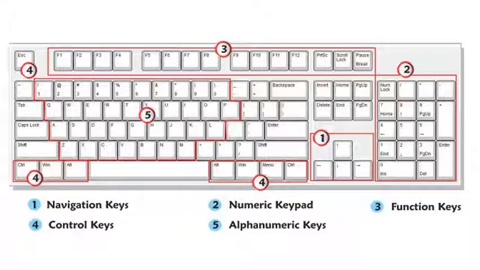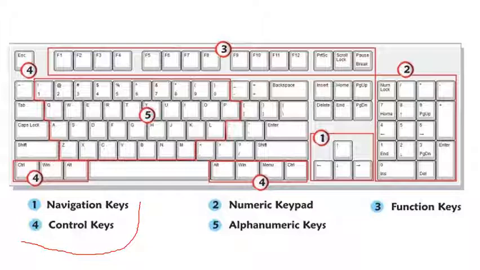Here you can see an image of a keyboard. There are various types of keys categorized here. Let's understand one by one. The first one is navigation keys. This area is called navigation keys. Here are up and down arrow, left and right arrow, page up, page down, home button, end button. These buttons are used to navigate in a screen. It means that we want to go up or down, left or right in a page or here and there. So we use these.